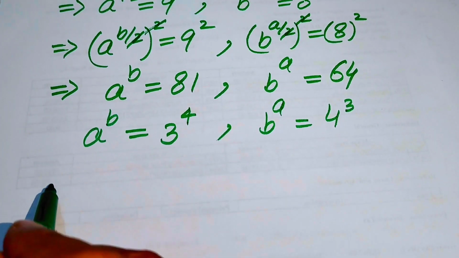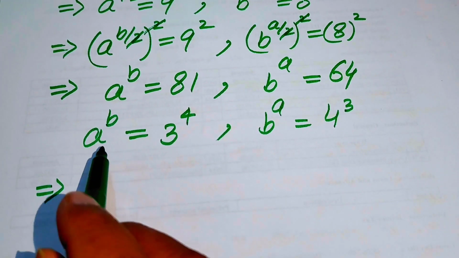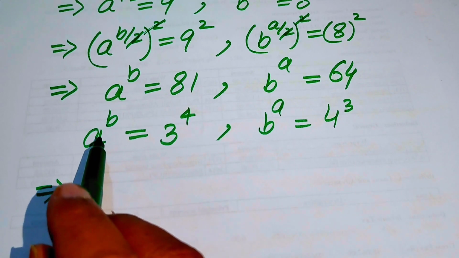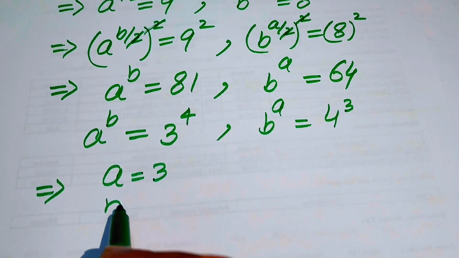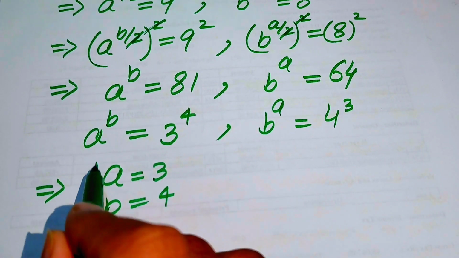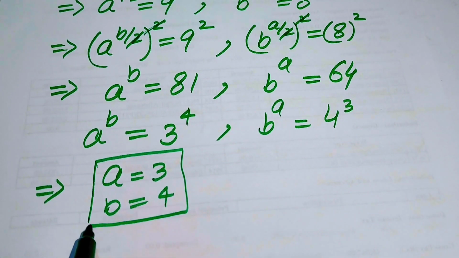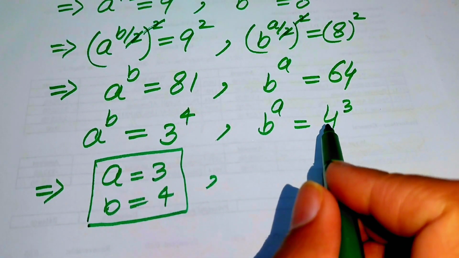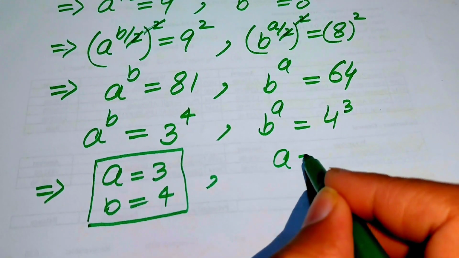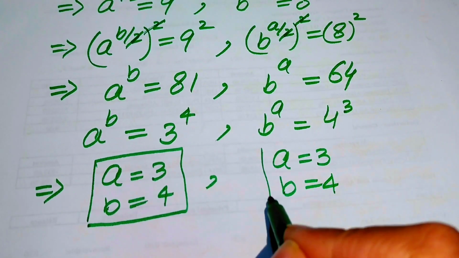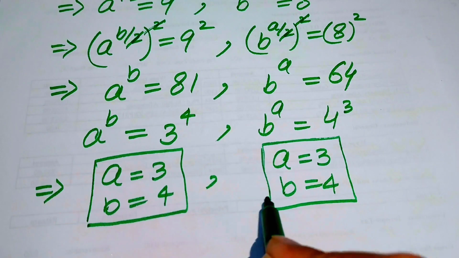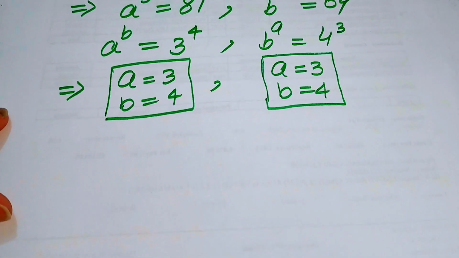And now we compare both of the sides, and when we compare both sides, then you get the value of a equals 3 and the value of b equals 4. And similarly, when we compare this case, then here you get the value of a equals 3 and the value of b equals 4. So these are the final values of a and b.